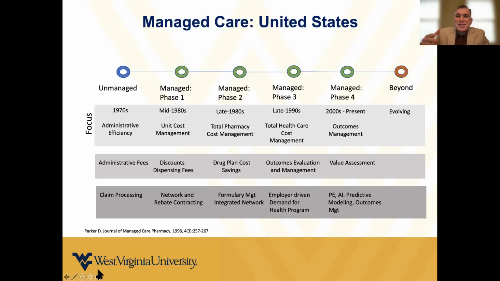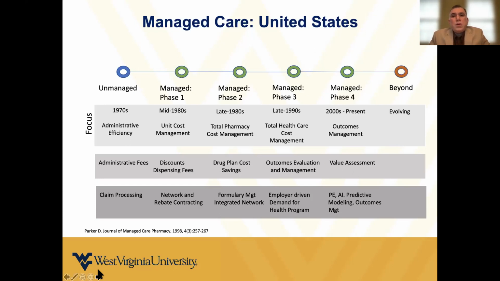So you can clearly see how this field has evolved in the last 4 or 5 decades. Now, the second row is how these focus areas were differentiated. In the 70s, it was more about administrative fees. But as you move forward in time, they were talking about drug plan savings, outcomes evaluation management. And if you see the 2000s, that's where we started really talking about value assessments.